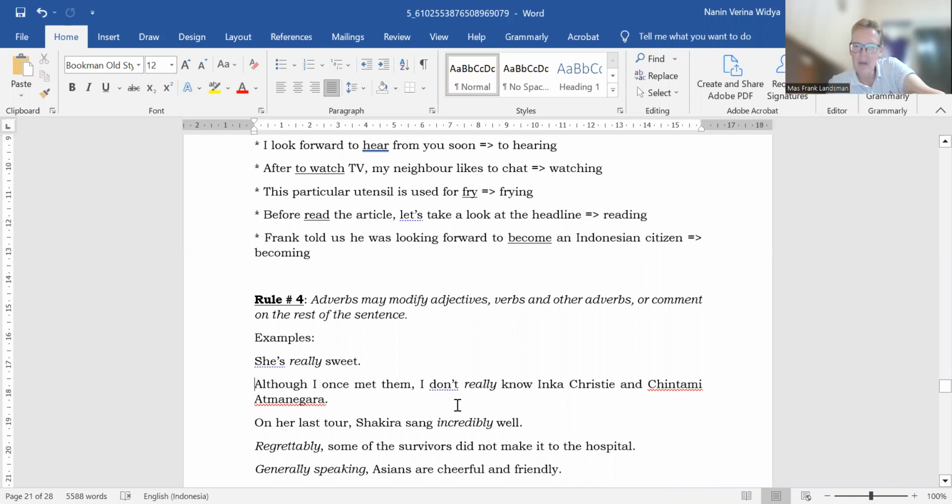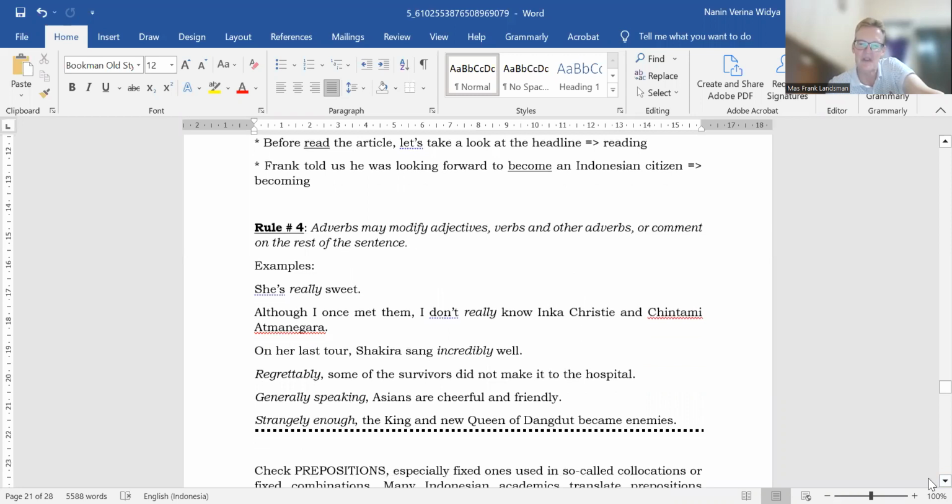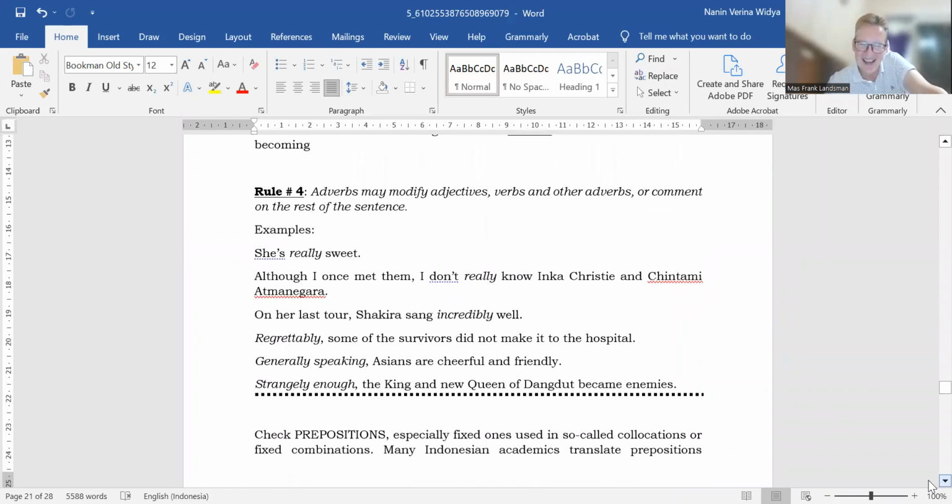When you make a comment, you can use an adverb. Regrettably, sayangnya, some of the survivors did not make it to the hospital. Pada umumnya, generally speaking, Asians are cheerful and friendly. Maybe not every single one, but generally speaking. Anehnya, strangely enough, the king and new queen of Dangdut became enemies. This was about Roma Irama and Imul Daratista, a long time ago now.